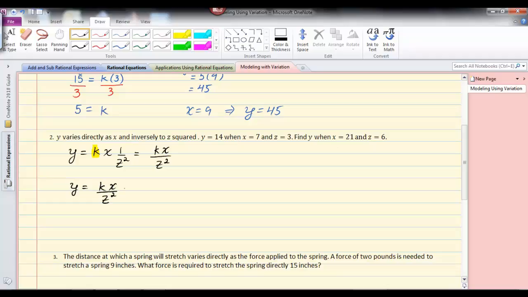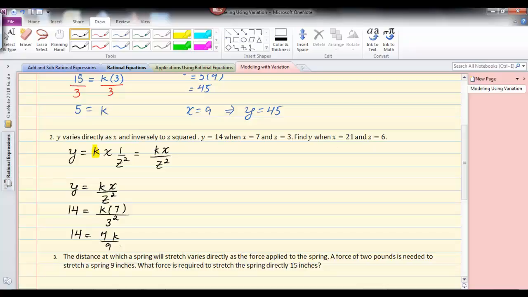In this case, it says y equals 14 when x equals 7 and z equals 3. So let's plug that in. Remember that you'll always be given something like this to solve for the unknown k. So the left-hand side becomes 14. The right-hand side becomes k times x, which is 7, over z squared, which is 3 squared. Well, that's the same thing as 14 equals 7k over 9.